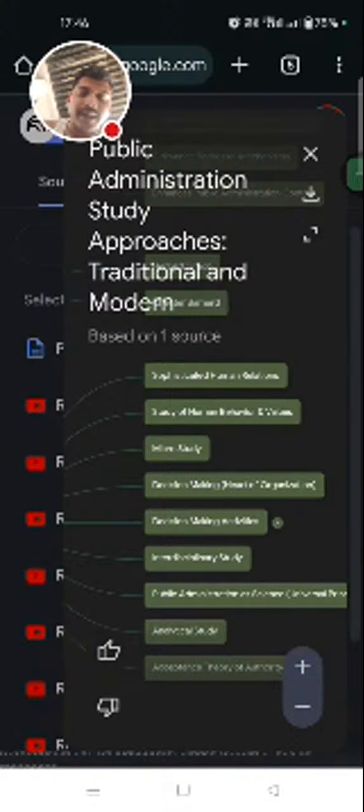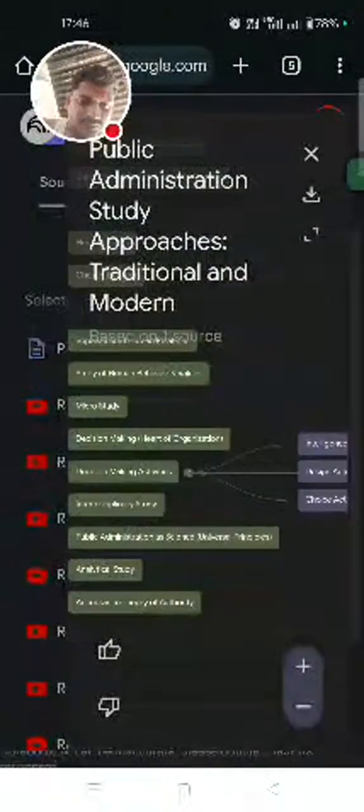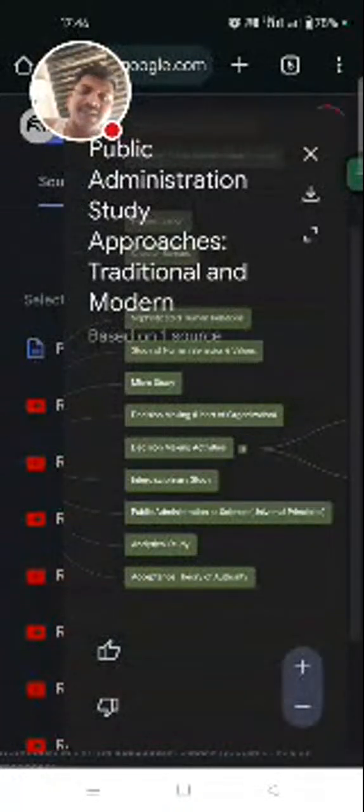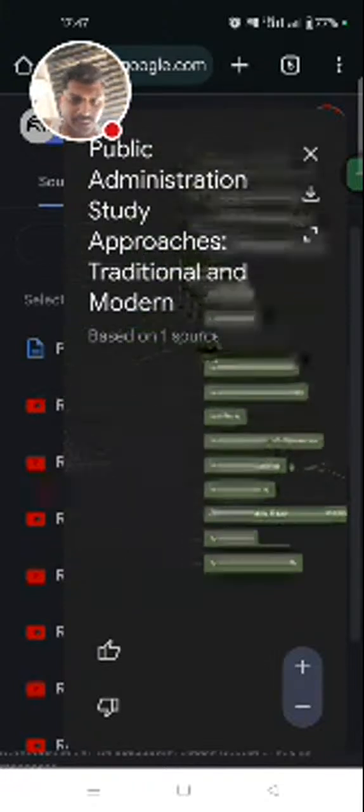Decision making activities involve the intelligence activity, design activity, and choice activity. Interdisciplinary studies are also there, and public administration as a science is provided under this because there are universal principles. An analytical study like science takes place, and a spectrum theory of authority.